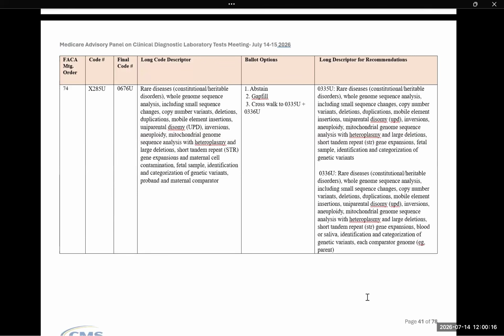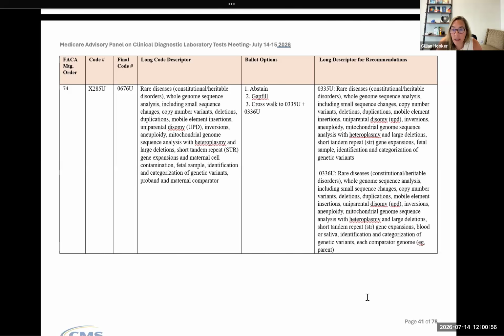And these are the descriptors for the codes that were just discussed in the previous code. Yes, that's correct. 0676U is a whole genome sequence analysis, including small sequence changes, copy number variants, deletions, duplications, mobile element insertions, UPD, inversions, aneuploidy, includes mitochondrial with analysis of heteroplasmy, large deletions, STRs, and maternal cell contamination. So in this case, this is for fetal samples, and this is for the proband plus the maternal comparator.